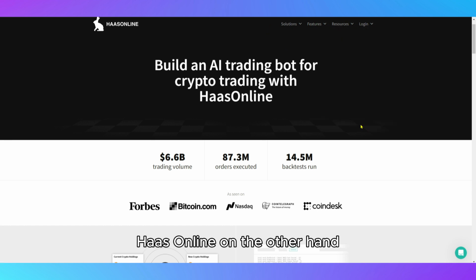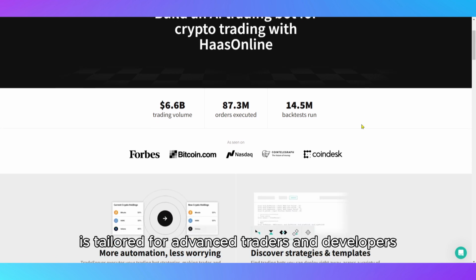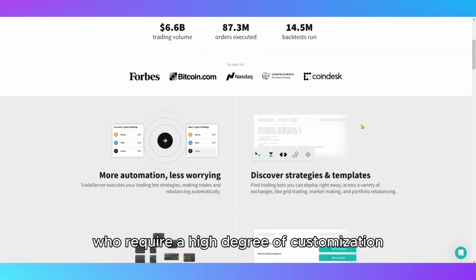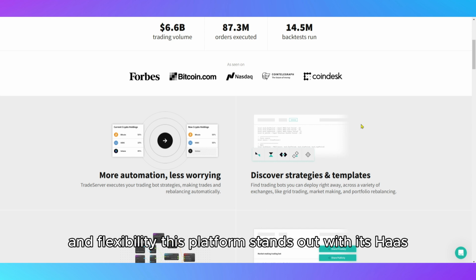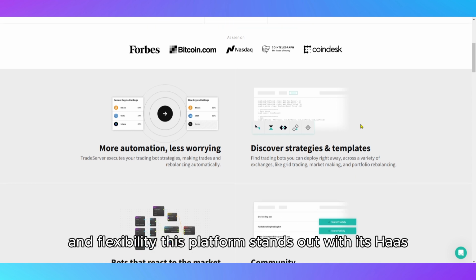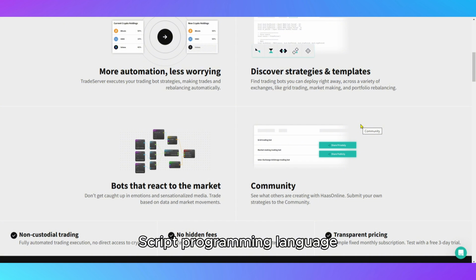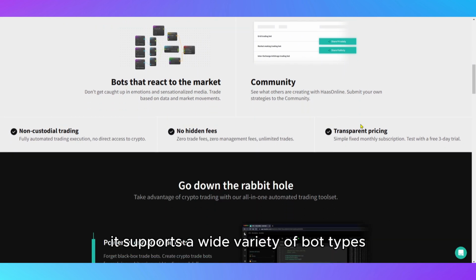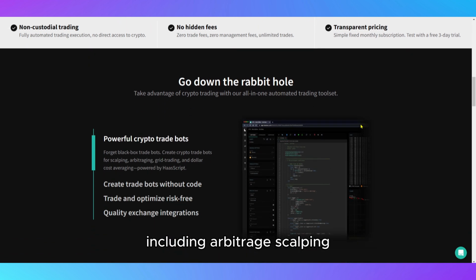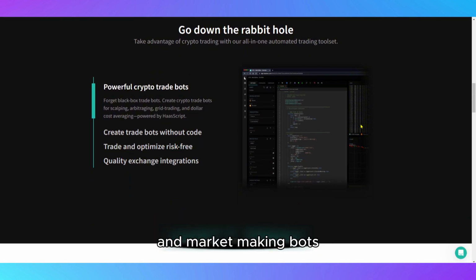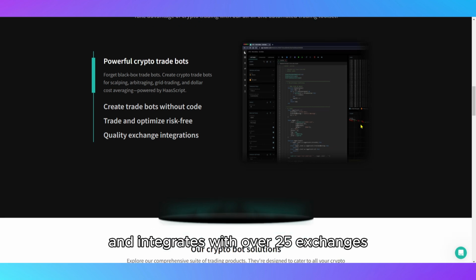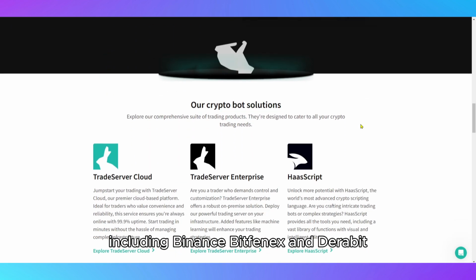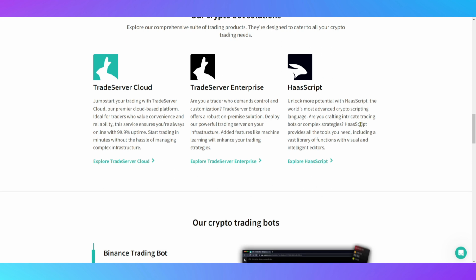HaasOnline, on the other hand, is tailored for advanced traders and developers who require a high degree of customization and flexibility. This platform stands out with its Haas script programming language, which lets you create highly complex trading bots. It supports a wide variety of bot types, including arbitrage, scalping, and market-making bots, and integrates with over 25 exchanges, including Binance, Bitfinex, and Deribit.